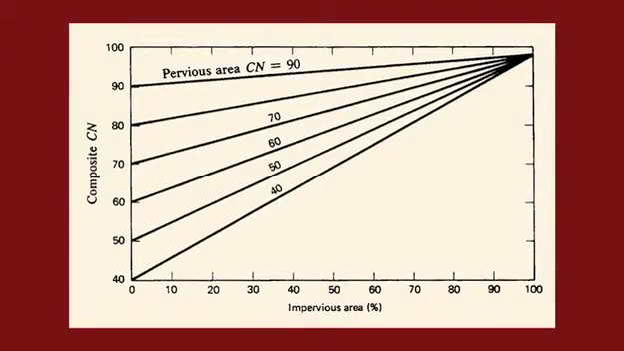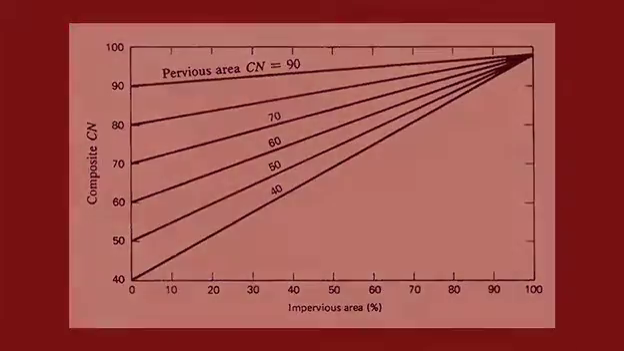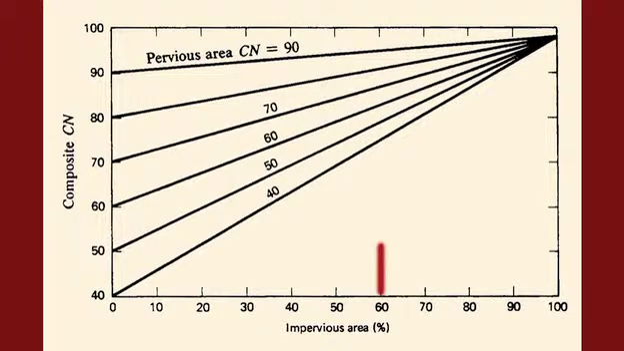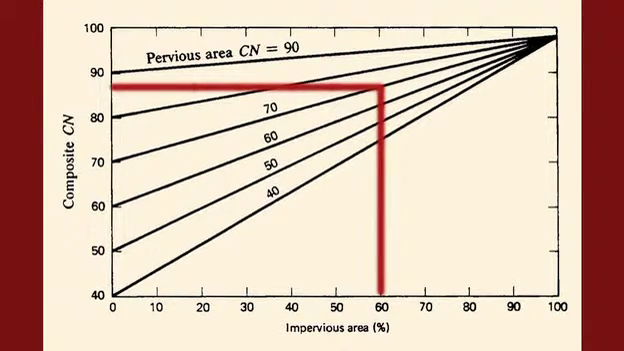This figure is used to calculate composite curve numbers if the impervious area percentages or the pervious area classes differ from those shown in the table. This figure is also used for unconnected impervious areas when the total impervious area exceeds 30% of the catchment. Enter this figure with total impervious area, go up to the line corresponding to the pervious area curve number, and move horizontally to the left to find the composite curve number.